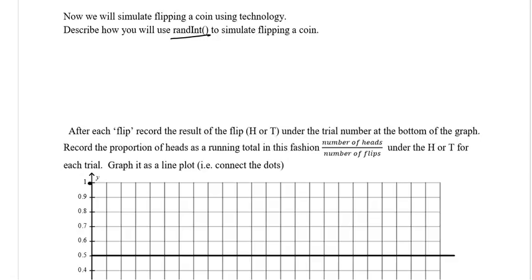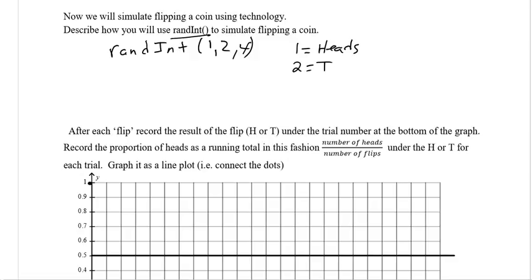Okay, if you're back, you've already described how you're going to use that. We would use random integer 1, 2. I could just do 1, 2 and do each trial individually, but I'm going to do 4 at a time and record 4 at a time, so I'm going to put a 4 in there. Because 1 and 2 don't mean anything when you're flipping a coin, we have to tell it what they mean. 1 means heads, and 2 means tails.